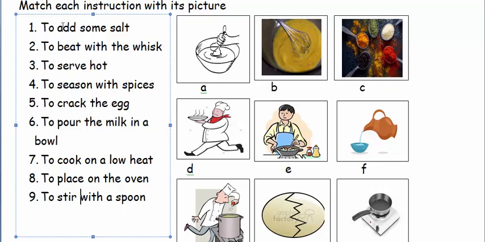Okay, so to add some salt, you know what is salt. You have already dealt with this word in the second year. To beat with the whisk, to serve hot, to season with spices, to crack the egg, to pour the milk in the bowl, to cook on a low heat, to place on the oven, and to stir with a spoon. Take a look at these pictures. Take a very close look and try to match. What do you see in these pictures? I will give you some time to think, then we will correct.